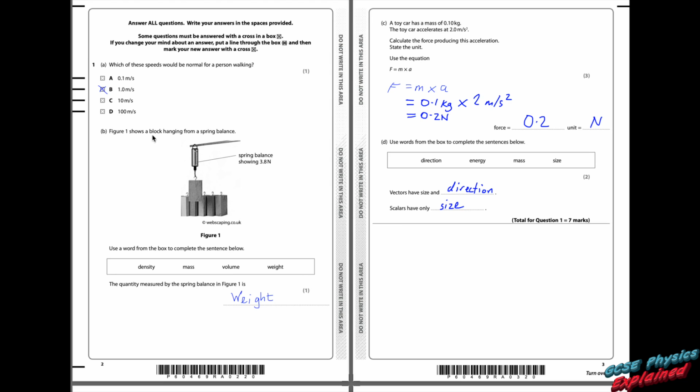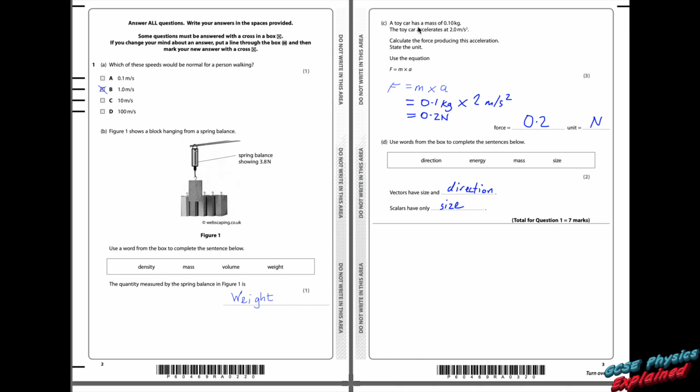Part B. Figure 1 shows a block hanging from a spring balance, and it's showing 3.8 newtons. Use a word from the box to complete the sentence below. The quantity measured by the spring balance in figure 1 is, well, if it's in newtons, that's weight. Out of those options to choose from, weight or force.